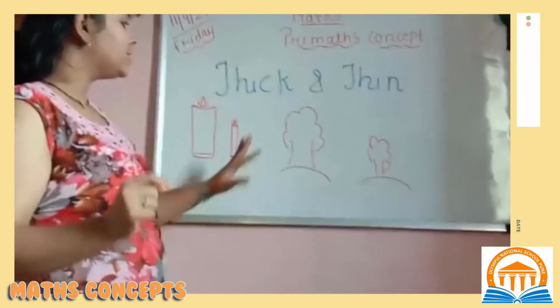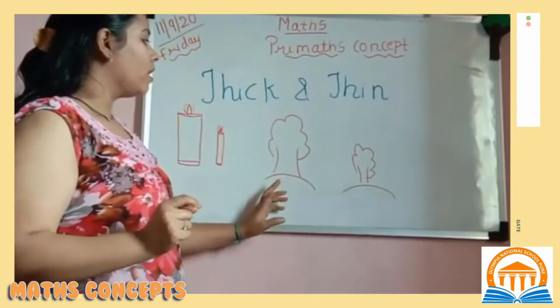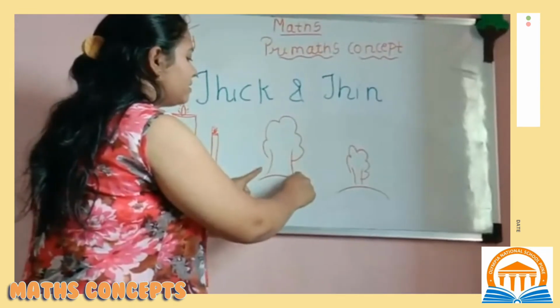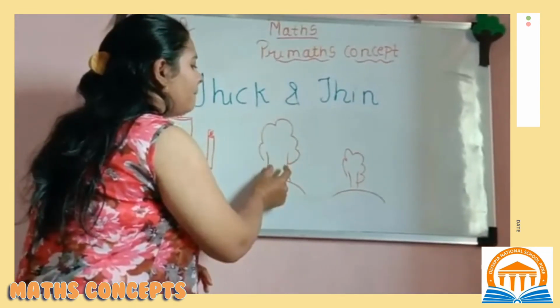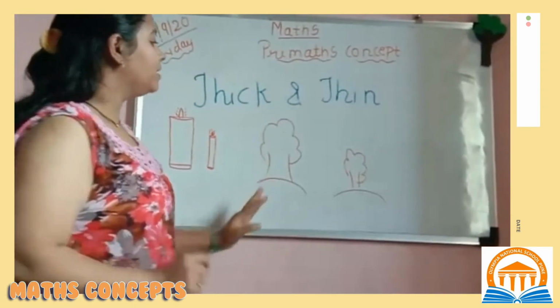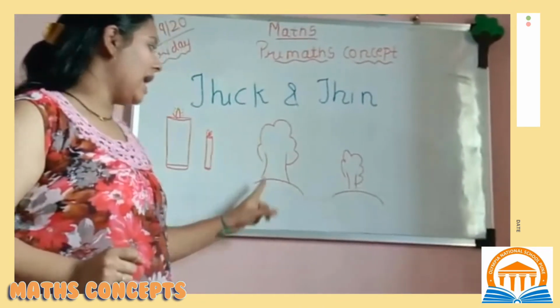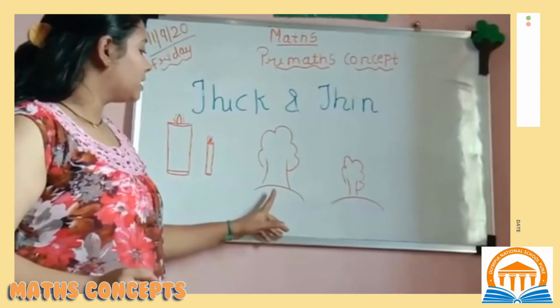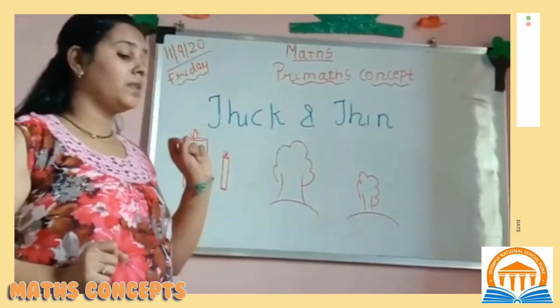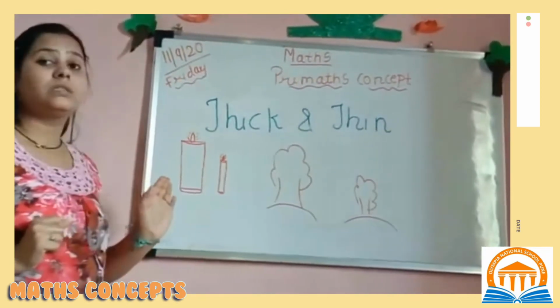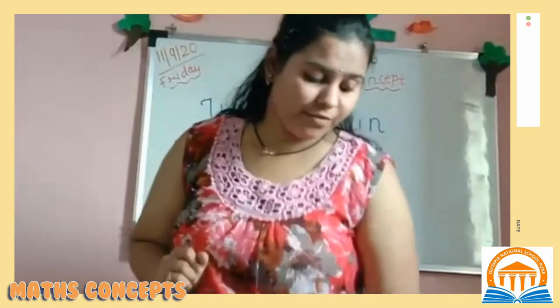Now here you can see a tree, right? Here you can see the portion of this is broad, and the portion on this side is narrow. So we will call it thick and thin. Now let us take a few more examples.